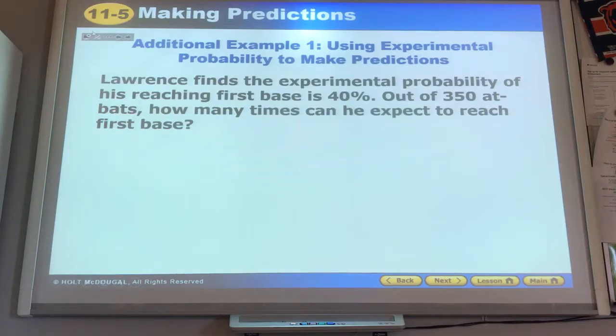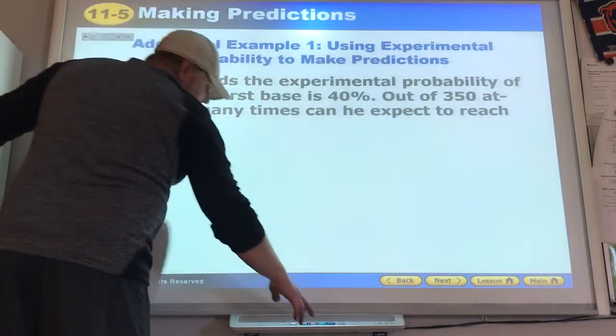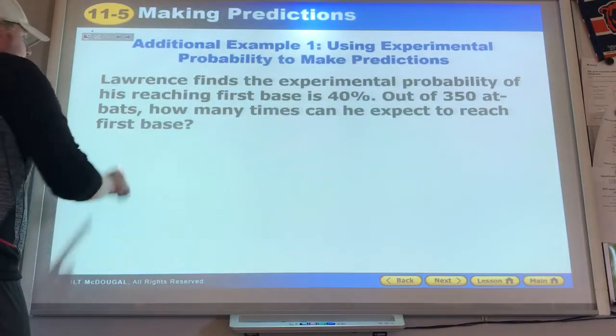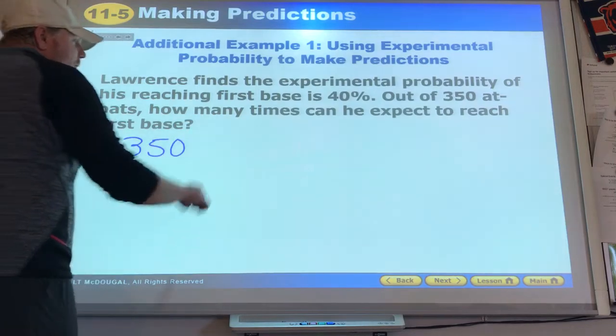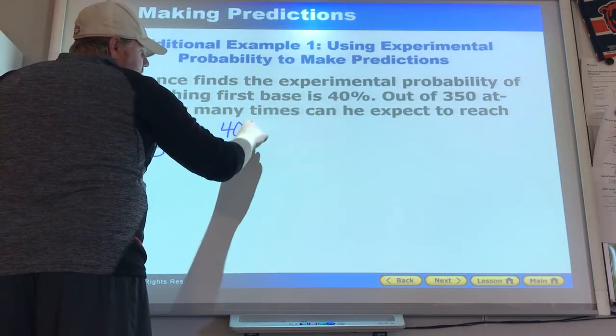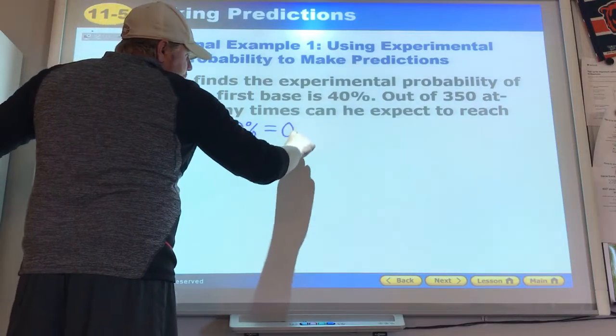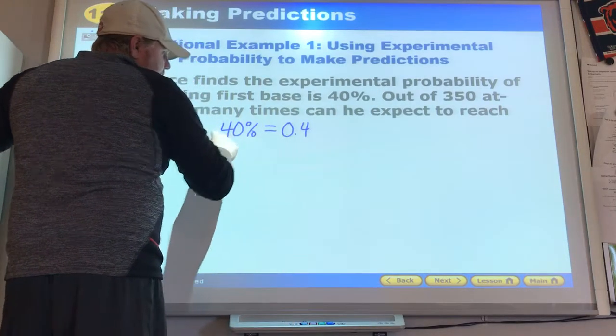Lawrence finds the experimental probability of his reaching first base is 40%. So if he comes up to bat 10 times, he'll reach base 40% of the time, which is 4 times. Out of 350 at-bats, how many times can he expect to reach base? So you can do this 2 ways. You can take the 350, and hopefully you remember how 40% is equal to 0.4.